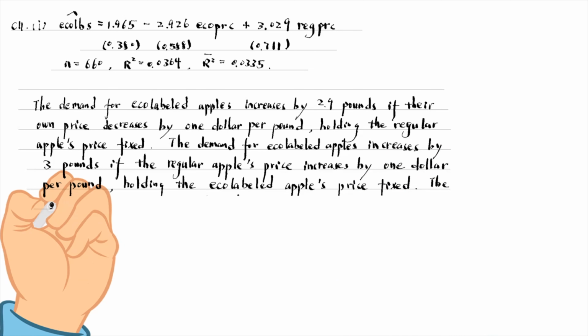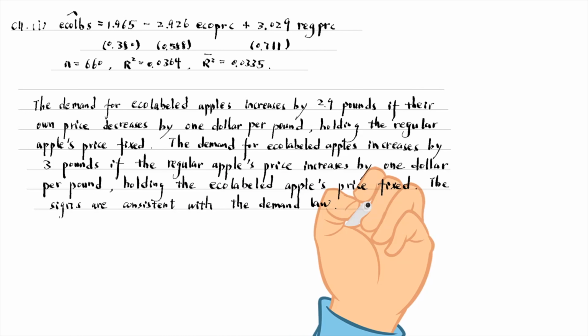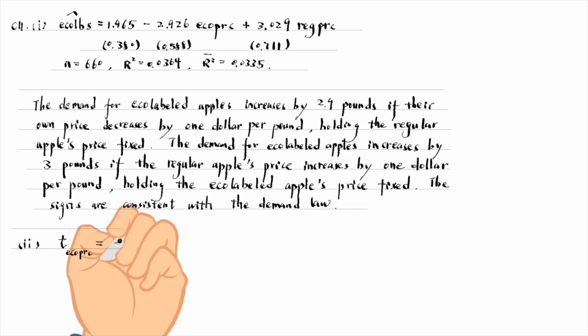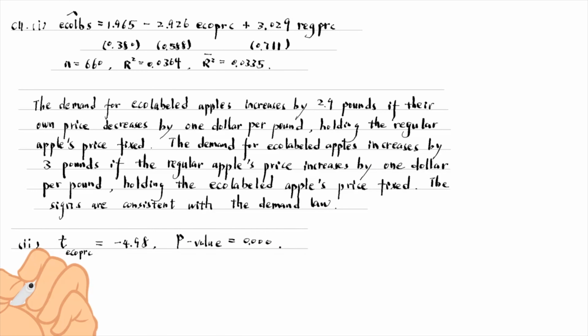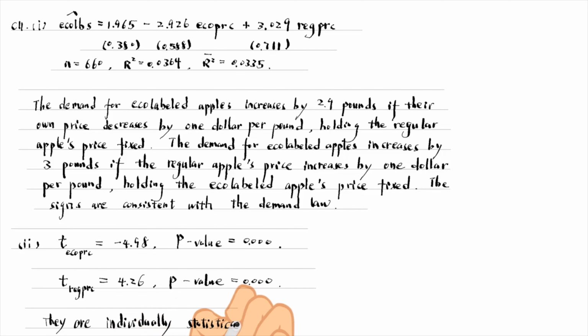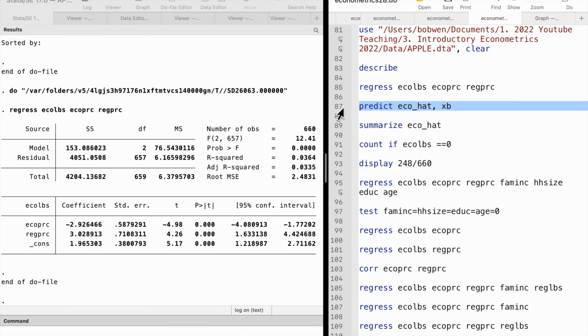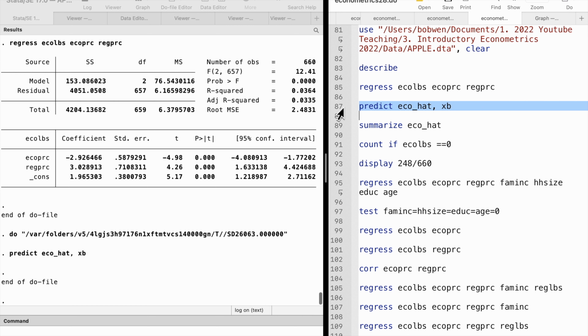The sizes are consistent with the demand law. They are individually statistically significant at the 1% level. The t-statistic for the eco-labeled apple price is minus 4.98 and the p-value is 0.000. The t-statistic for the regular apple price is 4.26. The p-value is 0.000. To find the fitted values of quantity, we use the predict command with the xb option.